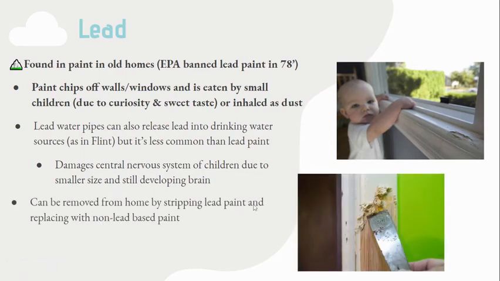Lead can be removed from the home by stripping the lead paint and replacing it with non-lead based paint, but please, this isn't something we just do. Please understand how to do this carefully and do your research thoroughly. And I think hiring professionals to do this is probably the safest option. And lead water pipes can be replaced by cities with copper pipes as well.